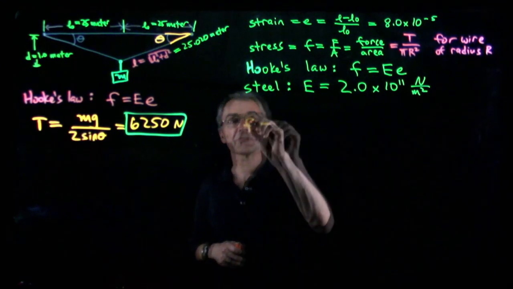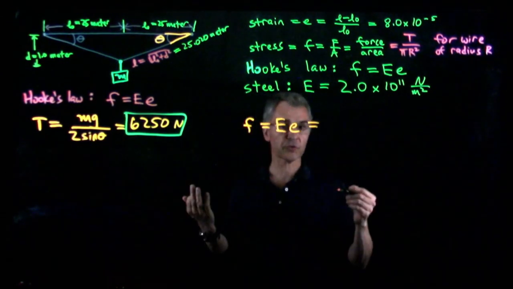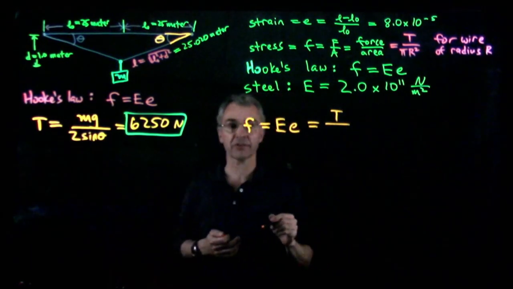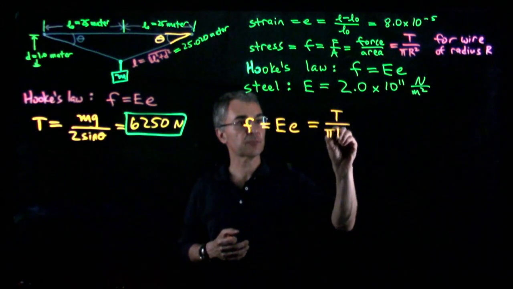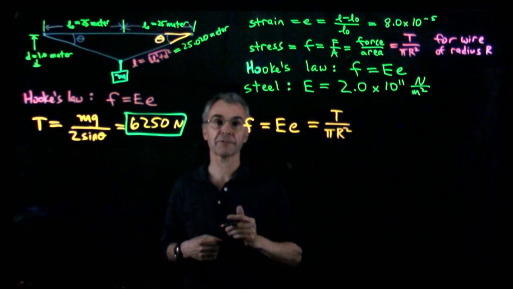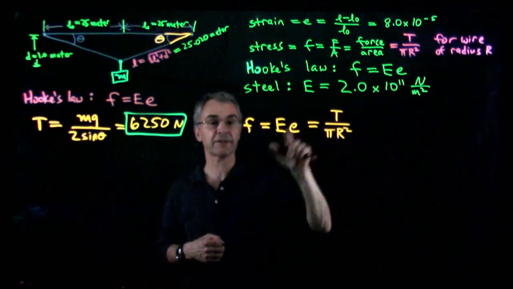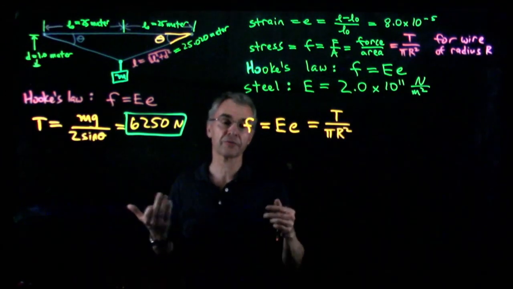So for a wire of radius r, whose tension is known, we calculated it, we can write down the stress equals Young's modulus times the strain. And this stress is force per unit area. So the force is the tension that we solved for. The area is just pi r squared for the cross-section of the wire, the cable that the high wire artist is standing on. We know the strain. We know Young's modulus. We calculated the tension. So we can solve for r, figure out how big a wire we need.